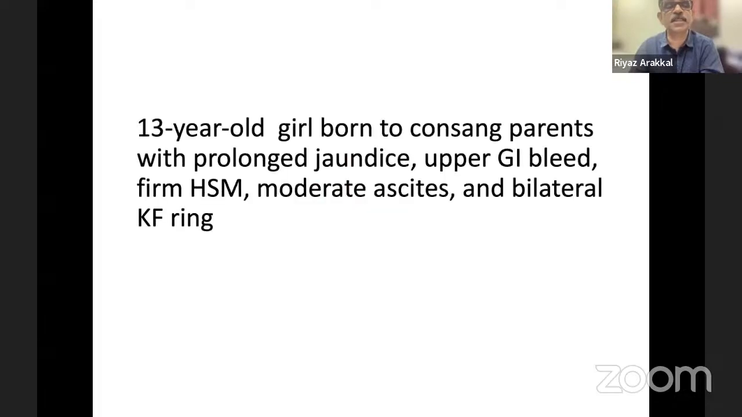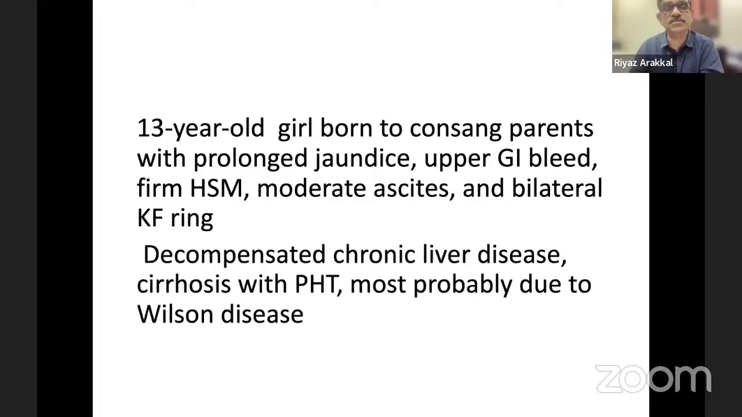So, summary. She's a 13-year-old girl born to consanguineous parents with prolonged jaundice, upper GI bleed, firm hepatosplenomegaly, moderate ascites, and bilateral Kayser-Fleischer ring. We could see this even with a slit lamp examination. So what is the diagnosis?